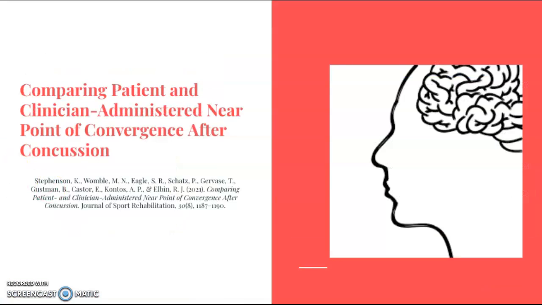And the fourth research article was comparing patient and clinician administered near point of convergence after concussions. These are assessments that are given after concussions, and the point of convergence is important for seeing how a patient recovers. They can be patient administered or clinician administered, just depending on what the situation is. This research study used a paired samples t-test, and it was not statistically significant. So there is no preference for one over the other.